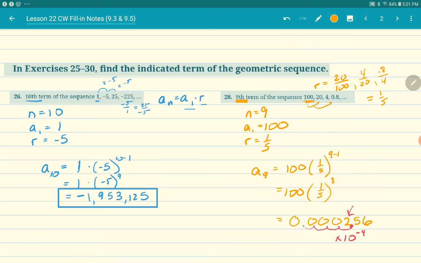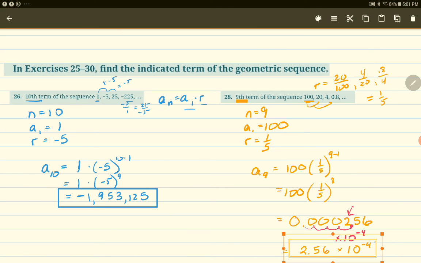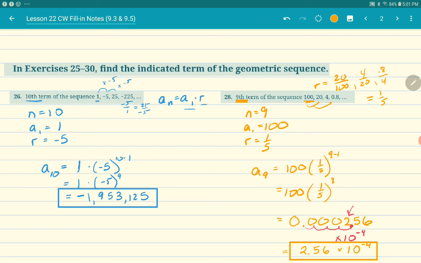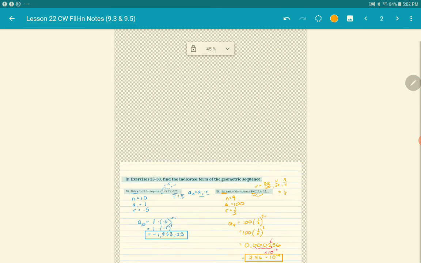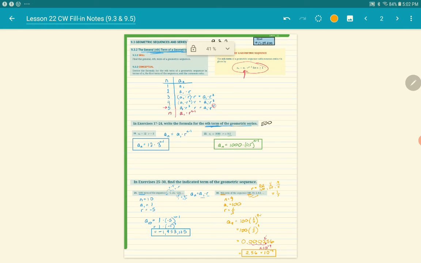So I have 2.56 times 10 to the -4 is my final answer. That's a wrap for 9.3.2.